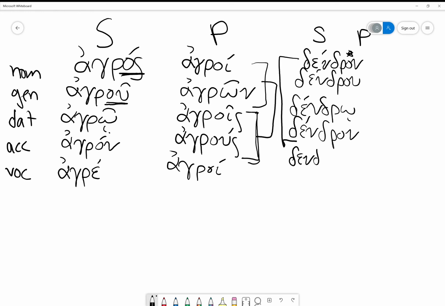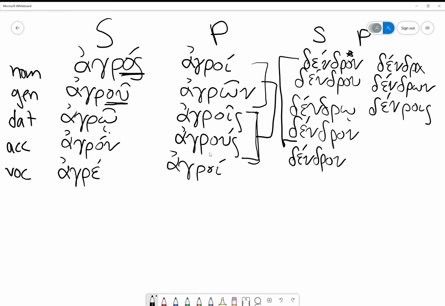So it's dendron. And then in the plural, we have dendra, dendron, dendrois, dendra, and dendra.